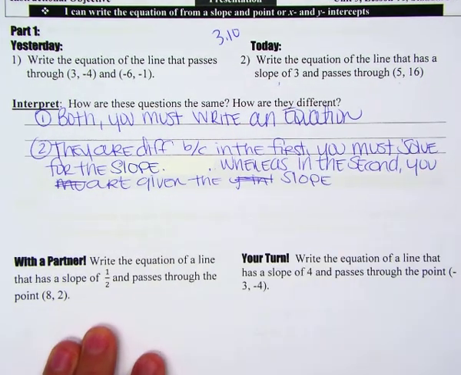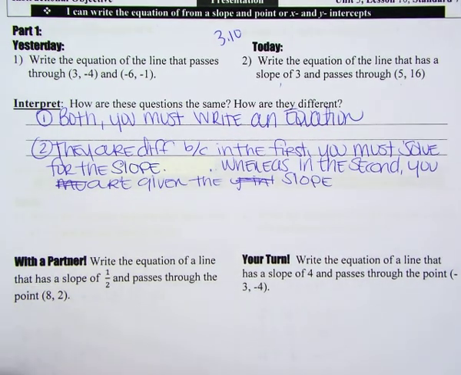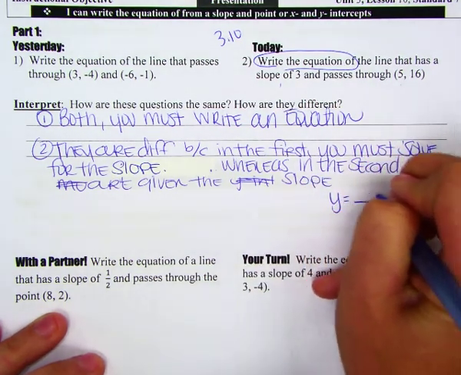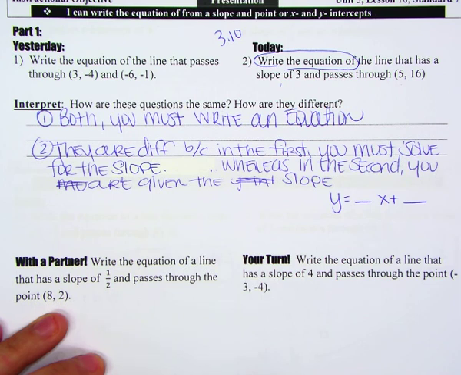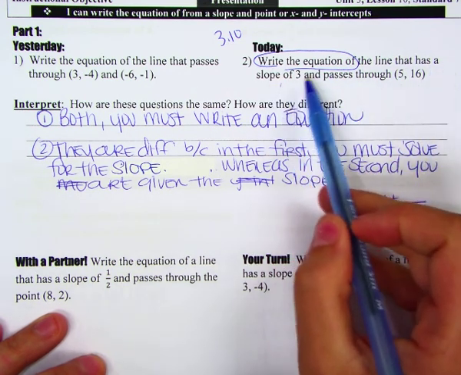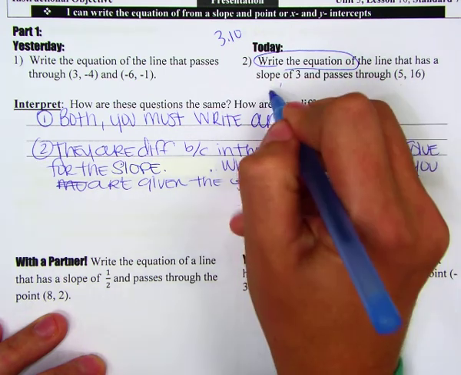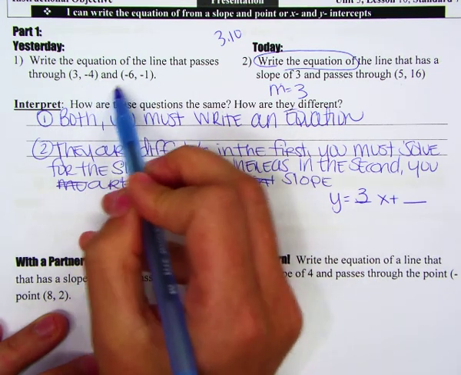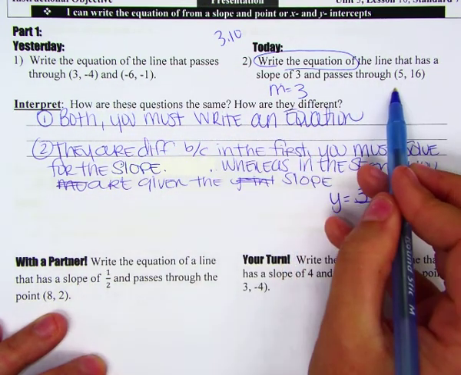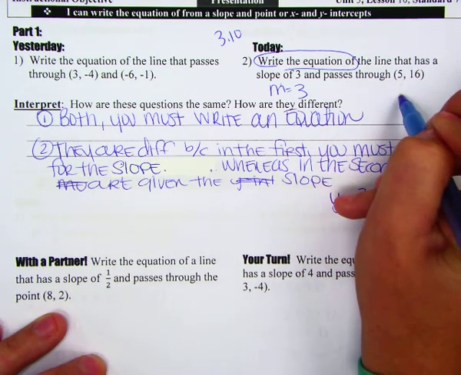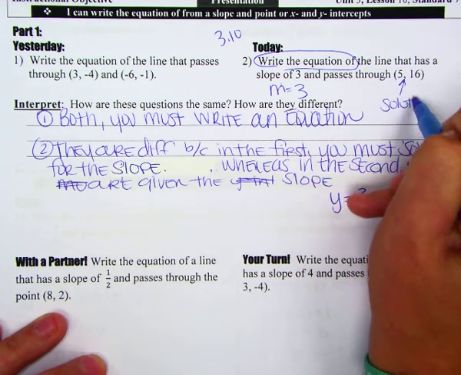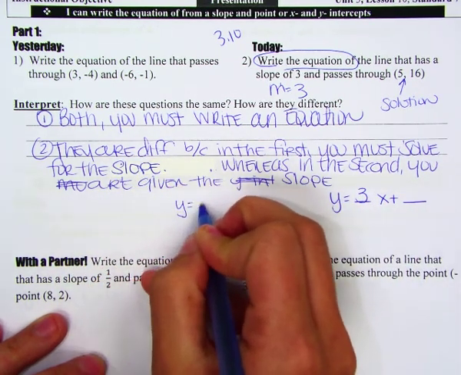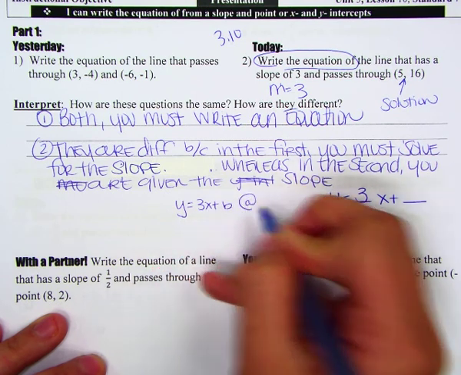And let me show you how that's different. If I was doing number 2, it says write the equation, so I would first write the skeleton. Then it tells me has a slope of 3. So my slope is 3. I'm going to put that right there. I didn't have to solve for it like I would here. And it passes through (5, 16). If it passes through, that means that this is a solution. So I'm going to substitute, just like I did yesterday, to solve for the y-intercept.